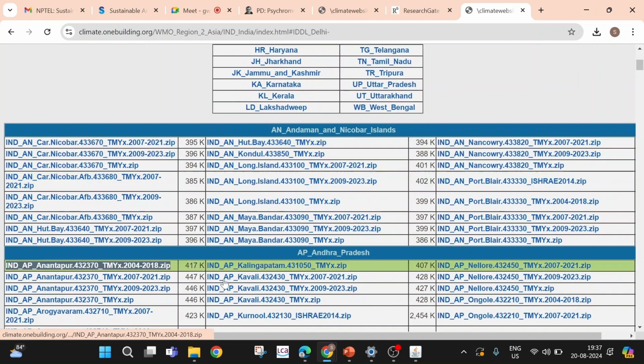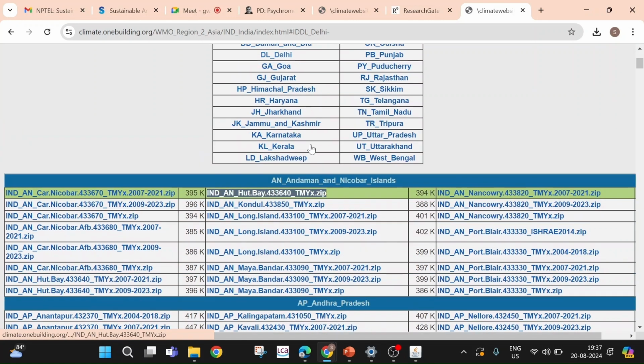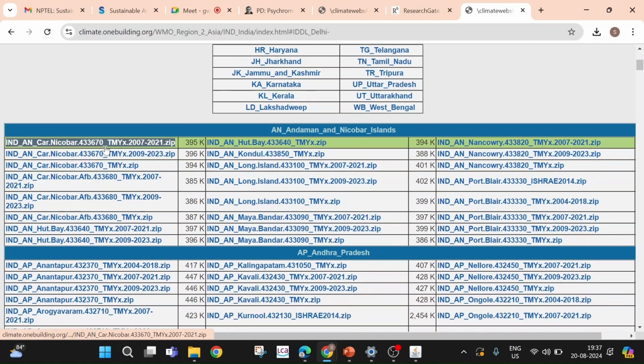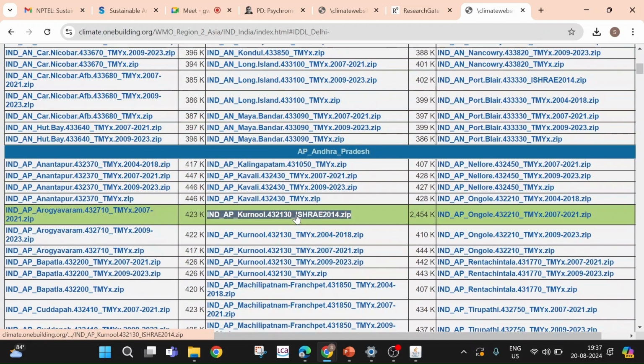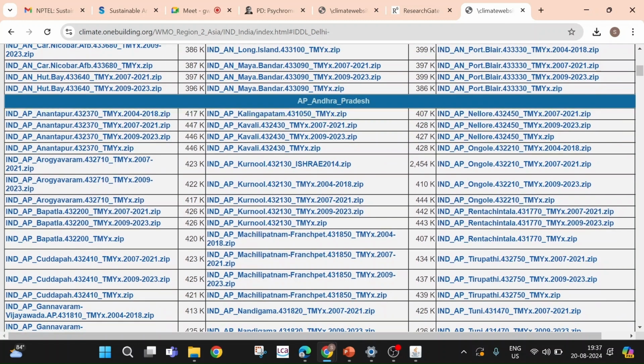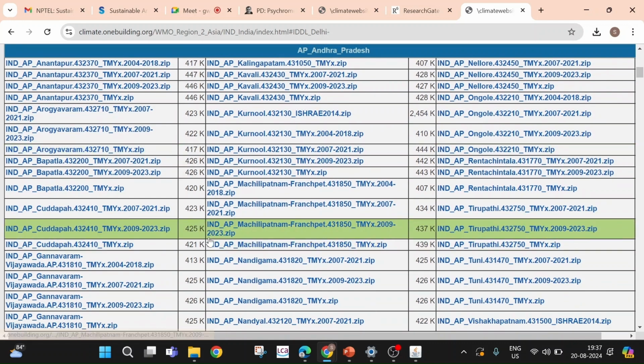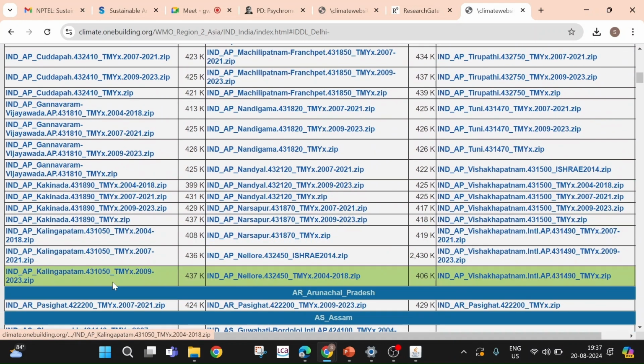And here for Andhra Pradesh, these many regions are there, and for Andaman and Nicobar. So you don't need to go for one particular city or particular state. What I mean to say is, you can go to your region, your area also. If you are from Andhra Pradesh, you can go for the weather data files of Anantapur or Kurnool, or these many cities or areas you can go in depth.